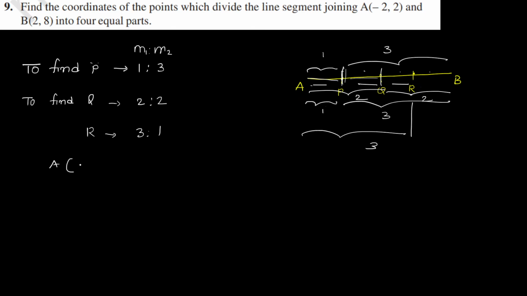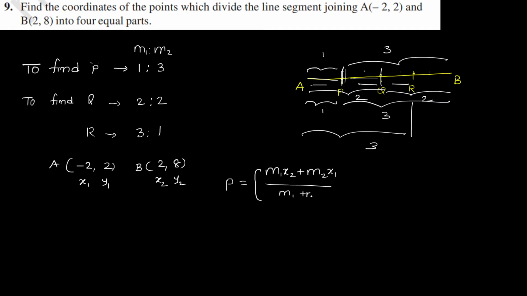First, point A is (-2, 2) and B is (2, 8), and this will be our x1, y1, and this will be our x2, y2. Now to find P, we will use the section formula: (m1 x2 plus m2 x1) by (m1 plus m2), comma, (m1 y2 plus m2 y1) by (m1 plus m2).